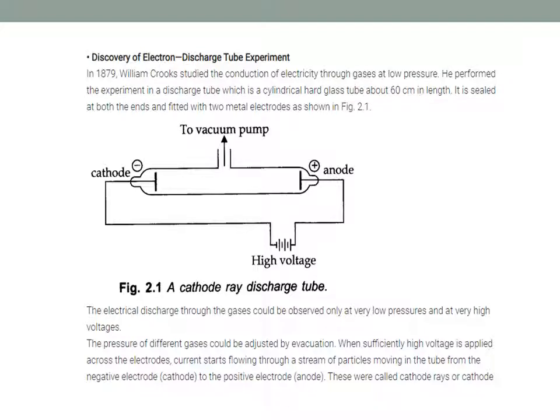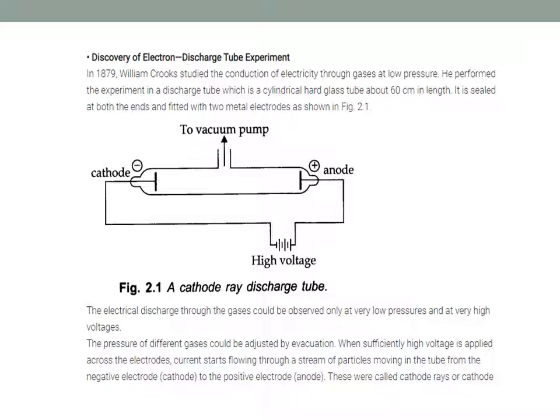In 1879, William Crookes studied the conduction of electricity through gases at low pressure. He performed the experiment in a discharge tube, which is a cylindrical hard glass tube about 60 cm in length. It is sealed at both the ends as shown in the figure.